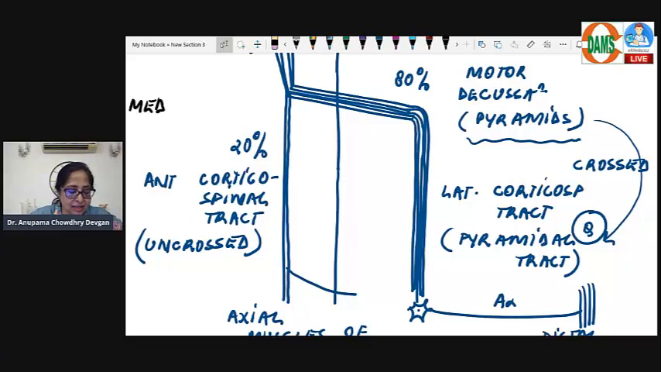Where is the crossing taking place, Sankalp? Medulla. Medulla is the site where there is a crossing. That is why you have those pyramids, isn't it? That is why you have the pyramids. So this is as far as your corticospinal tracts are concerned.